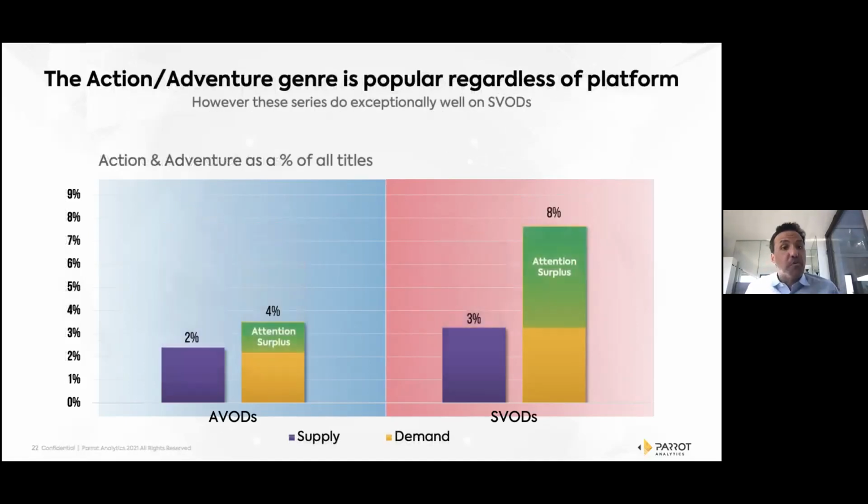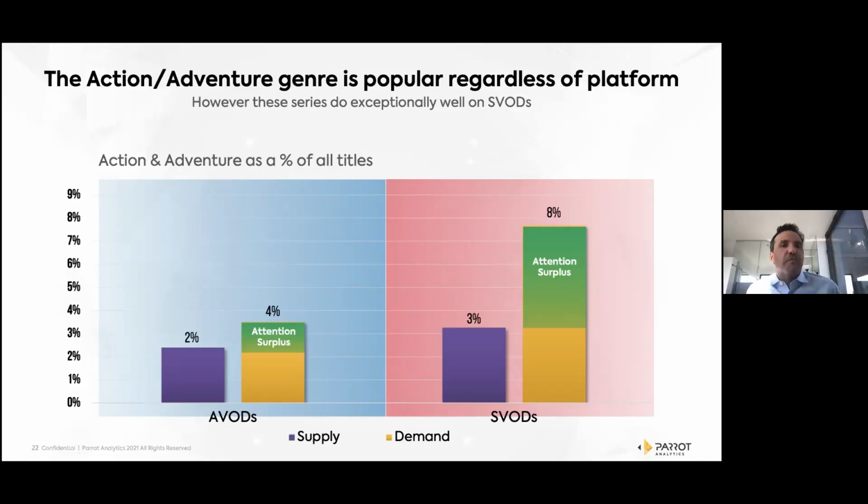The last thing that we wanted to explore in this case, we also looked at action and adventure. We see this as playing a really important role for SVOD. And again, this is not surprising, like Mandalorian has been such a success for Disney Plus that it has driven a lot of subscriptions.